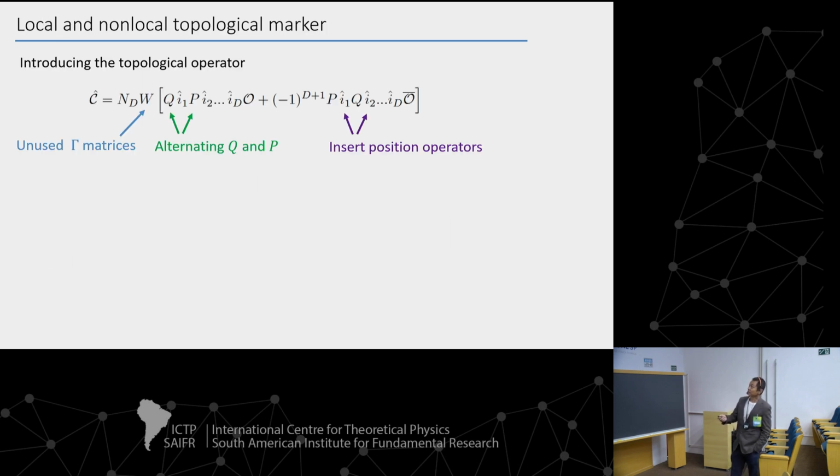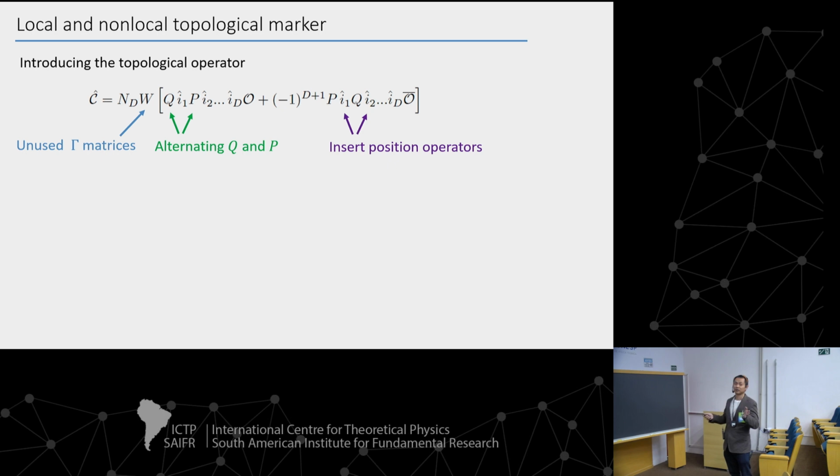So it looks like this. First of all, you have a product of all the unused Dirac matrices. And second of all, you form two arrays of alternating projectors. The first one starts with Q, then P, and so on, QP, alternating. And the second one starts with P and Q and P and Q and so on. And in between them, you sandwich your position operator, depending on how many dimensions you have. And this formula is valid for any dimension.